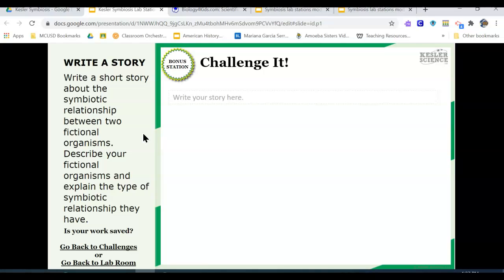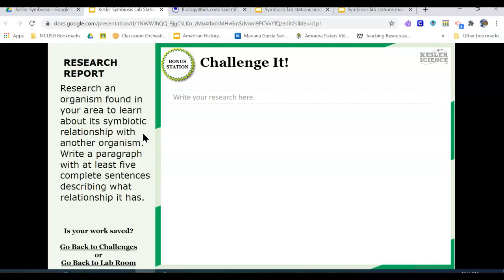You can write a short story about the symbiotic relationship between two fictional organisms. If you do that, do it on a Google slide. You can actually write it right here, or you could do it on a Google Doc and then attach it to your assignment. Finally, you can do a research report.